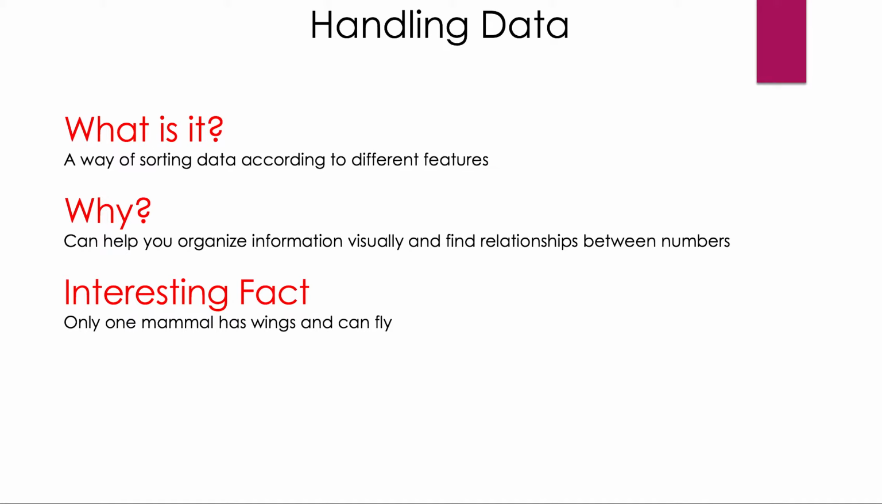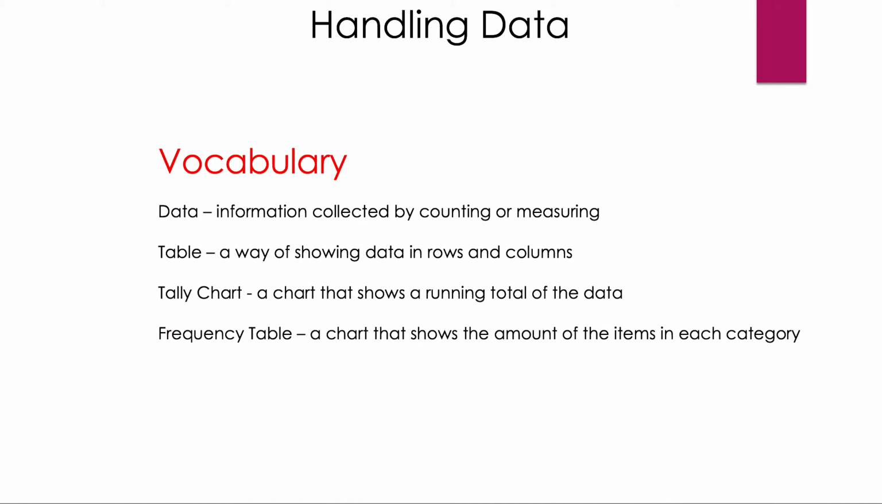Interesting fact: only one mammal has wings and can fly. Do you know what it is? It's the bat. Vocabulary: data, information collected by counting or measuring.